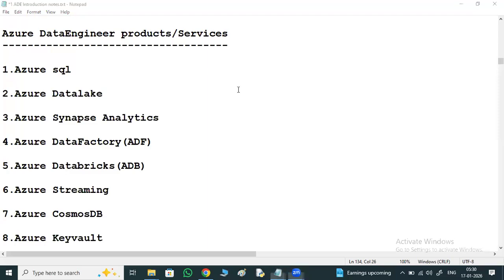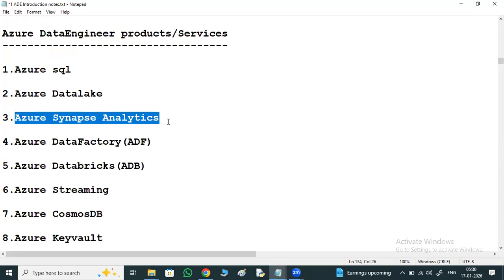Yes. So yes, I was discussing this, right? Azure data engineering products or services: Azure SQL, Azure Data Lake, Azure Synapse Analytics, Azure Data Factory, Azure Databricks, Azure Streaming, Azure Cosmos DB, and Azure Key Vault.